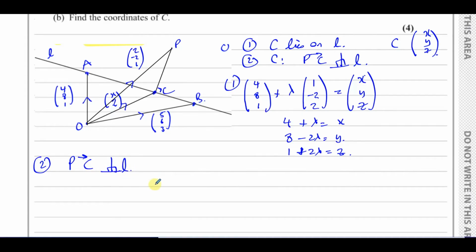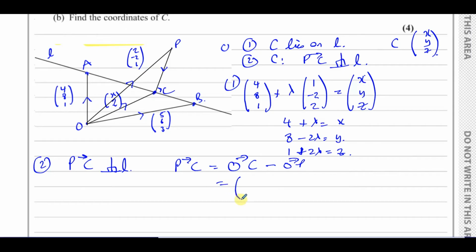Now we know when two vectors are perpendicular, their dot product, the scalar product, is equal to 0. So to find the scalar product of two vectors, we need their directions. So we need the vector that takes us from P to C first. Let's find out what that is. We're going to go from P to O plus O to C, so it's going to be O to C minus O to P.